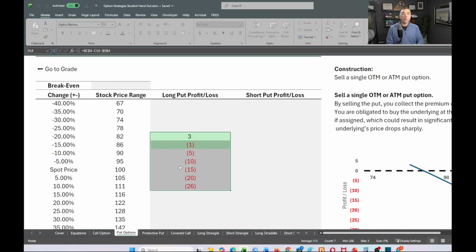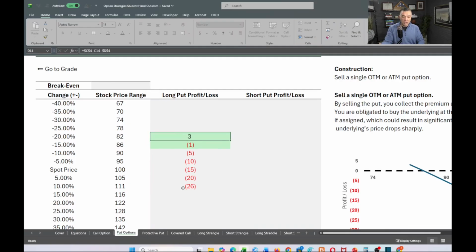Because why would you sell? Think about it. If you have a right to sell it for 90, why would you sell it for 90 when the stock is at 110 or 111, 122? Why would you sell it for 90? So you're not going to exercise it unless the stock drops. You're predicting it's going to fall. So you're going to wait for it to fall, but you're not going to sell it unless it drops below the strike price.